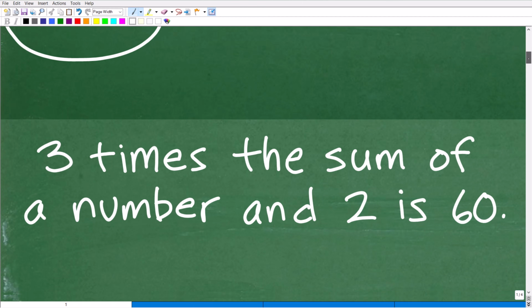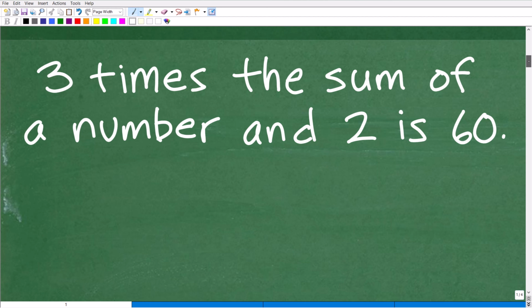But if you're a little bit confused, don't despair. I'm going to explain this right now. First of all, we need to understand a few things here. We have 3 times, so we're going to go through this step by step and translate this verbal phrase into an algebraic equation. But let's just look at the words in the problem. So 3 times means what? Well, this is multiplication, right? Now here we have the sum.